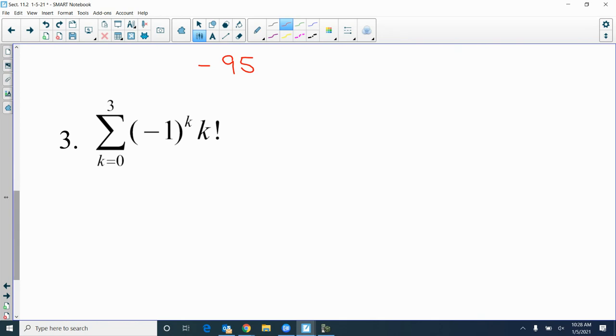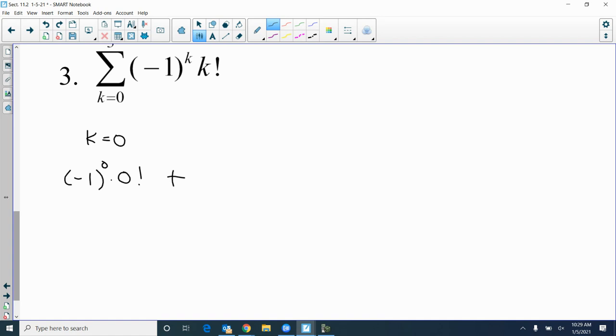A lot of times it's I, every now and then it's K. So K equals 0 to 3. Tells you to start at 0, tells you to end at 3. You've got negative 1 to the K power, K factorial. You have to do both of those parts for each K. So for K equals 0, you've got negative 1 to the 0 power times 0 factorial. Anything to the 0 power is 1. What is 0 factorial equal? Defined yesterday. 1. Okay, so 1 times 1 is 1.